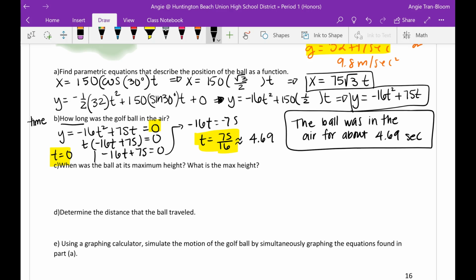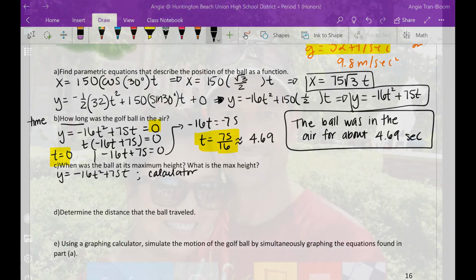C, when was the ball at its maximum height? What is the maximum height? Okay, so this has 2 parts. For maximum height, again, we are going to use the y equation. Y talks about the height of the ball at any given time. So again, y equals negative 16t squared plus 75t. Because this doesn't come out to be nice numbers, you may use your calculator. If I were to give you nice numbers, then you can't use your calculator, but it's not very nice, so we're going to use a calculator.